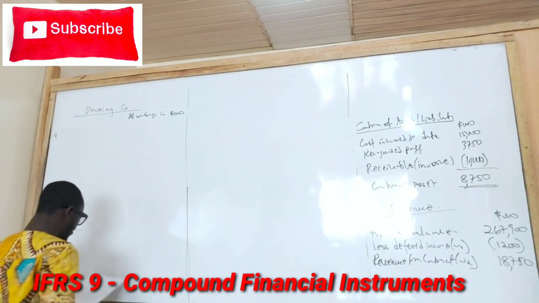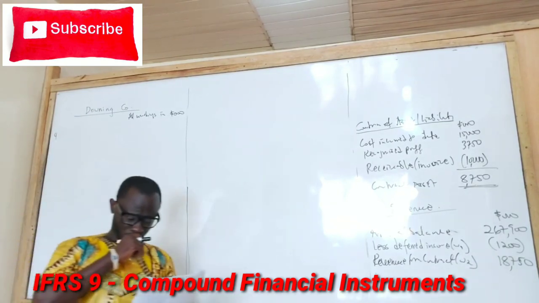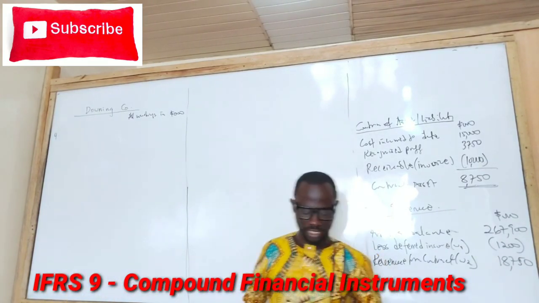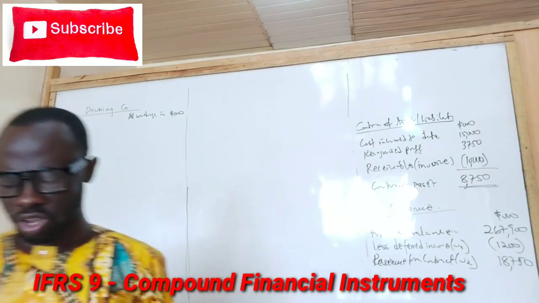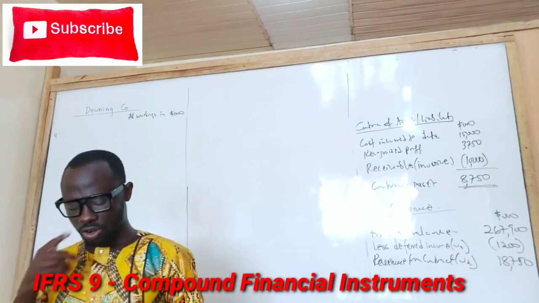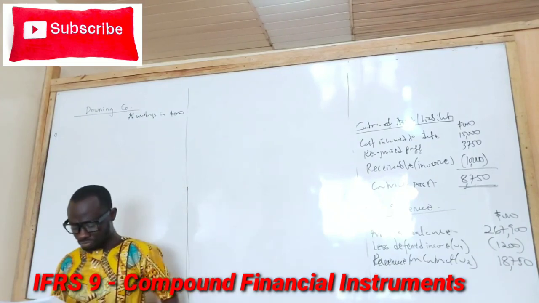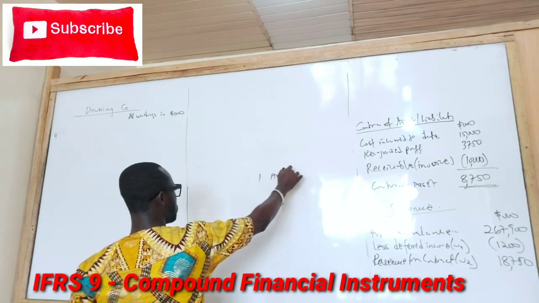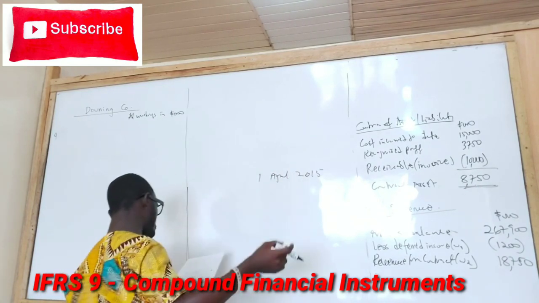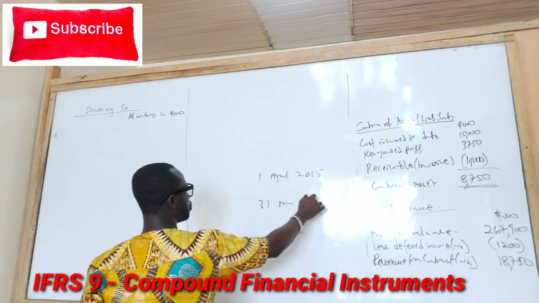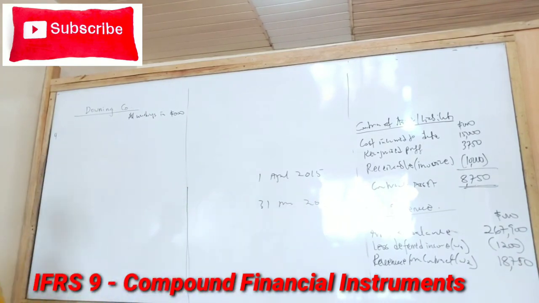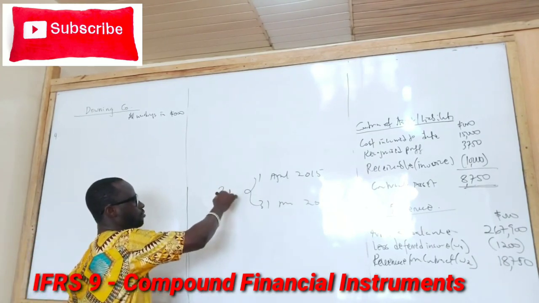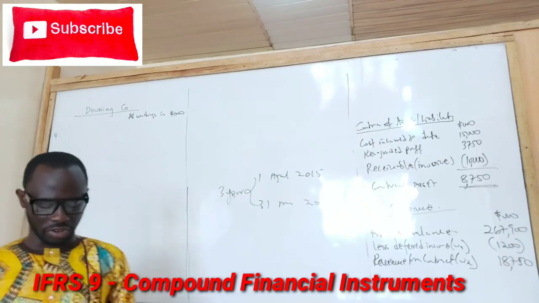Dowling Co. issued $300,100 5% convertible loan notes on 1st April 2015. The loan notes can be converted into equity shares on the basis of 25 shares for each $100 loan note on 31st March 2018. So the loan notes were issued on 1st April 2015 and can be converted on 31st March 2018. By virtue of that, it means this is convertible in what? 3 years' time. So we will convert this in 3 years' time.